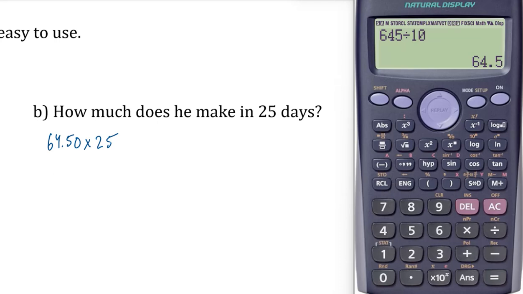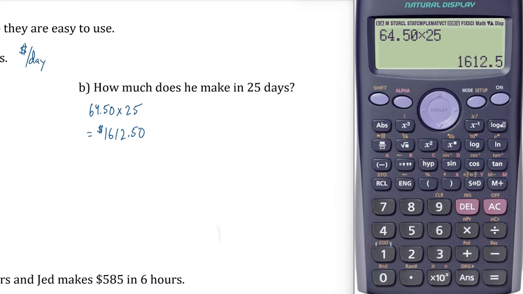Just like $2 for 1 candy bar. How much for 5 candy bars? 2 times 5 is 10. $10. Again, you probably have a gut feeling about that. You kind of just know that it's $10. $2 for 1 candy bar, 5 candy bars is $10. But that is multiplication. That's the operation that you're doing. So that works out to $64.50 times 25. $1,612.50 for 25 chocolate bars.